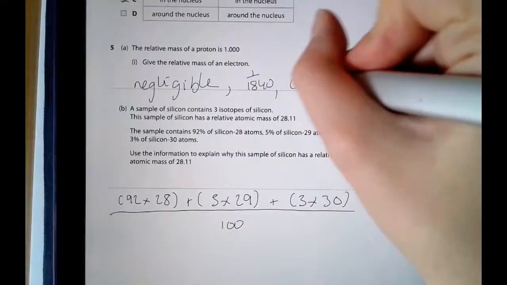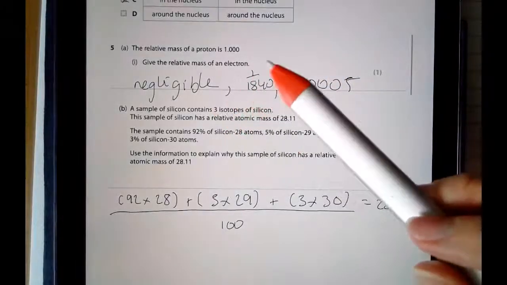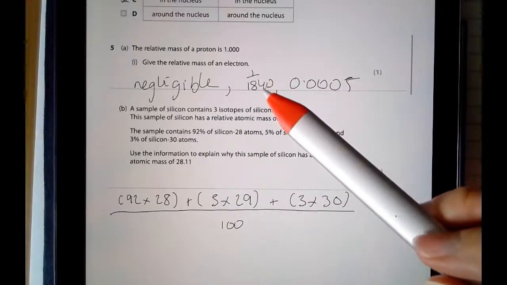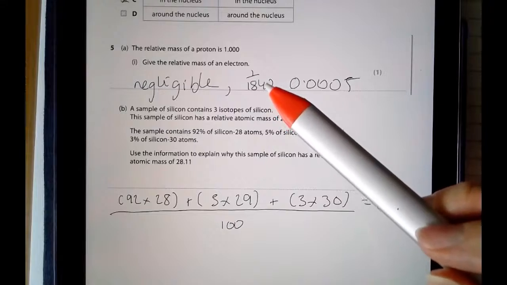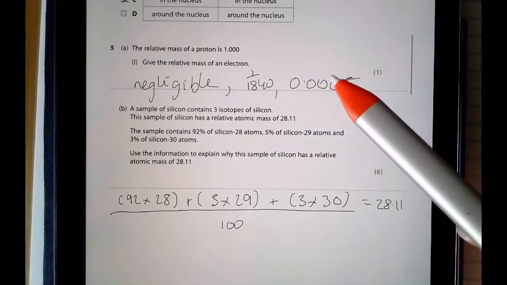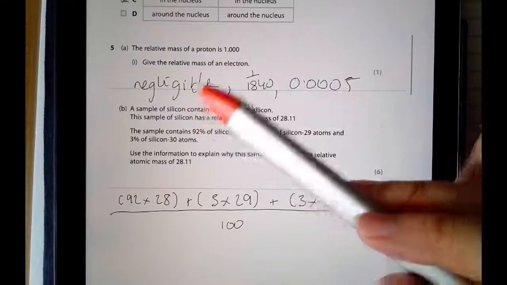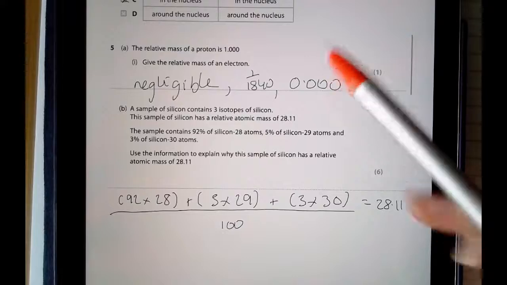You could also write 0.0005. There's a couple of fractions that are acceptable, like 1 over 2000, 1 over 1836, 1 over 1837. So there's a few numerical answers that they do accept on the mark scheme, but they do not accept 0. So you're either writing negligible or you're writing one of these numerical answers.